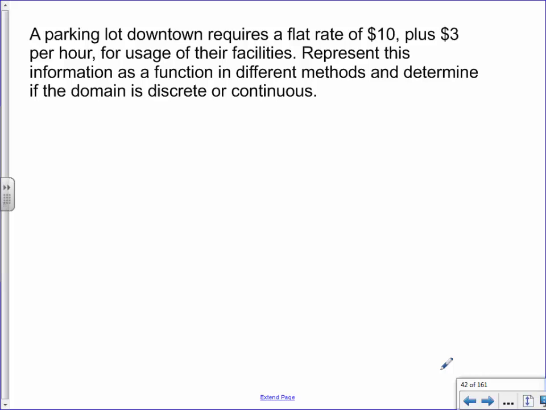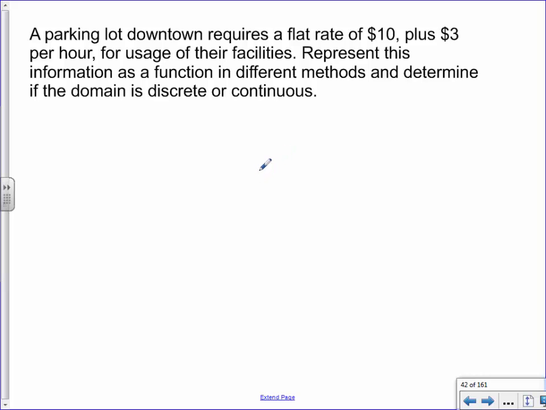So let's do some examples now. The examples aren't going to change. The work that we do is not different. It's just I might throw different terminology in here once in a while. So let's try this example. You're in a parking lot. There's a flat rate of $10, and then it's $3 per hour after that. So we want to represent this information as a function, and then figure out whether it's discrete or continuous.